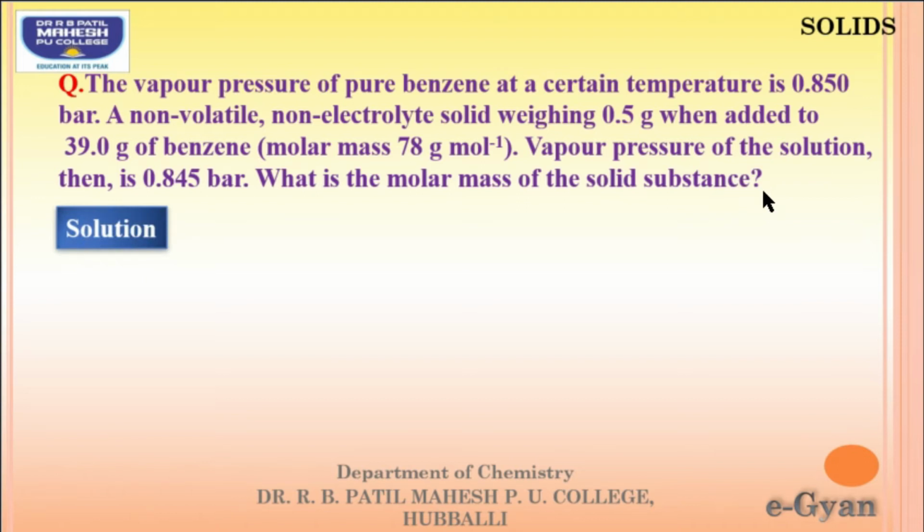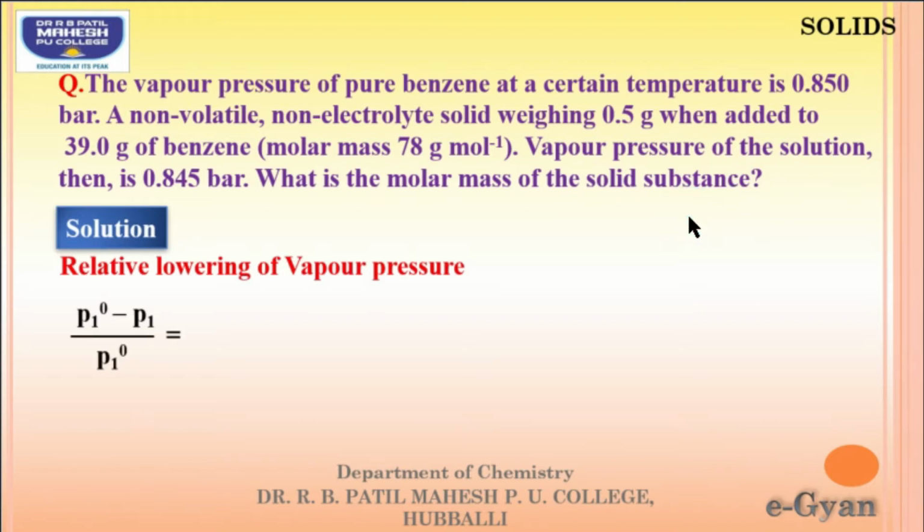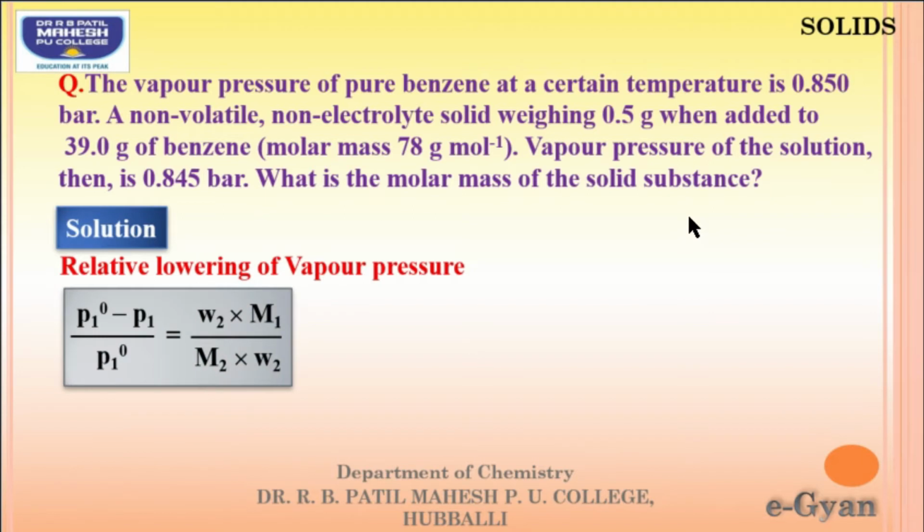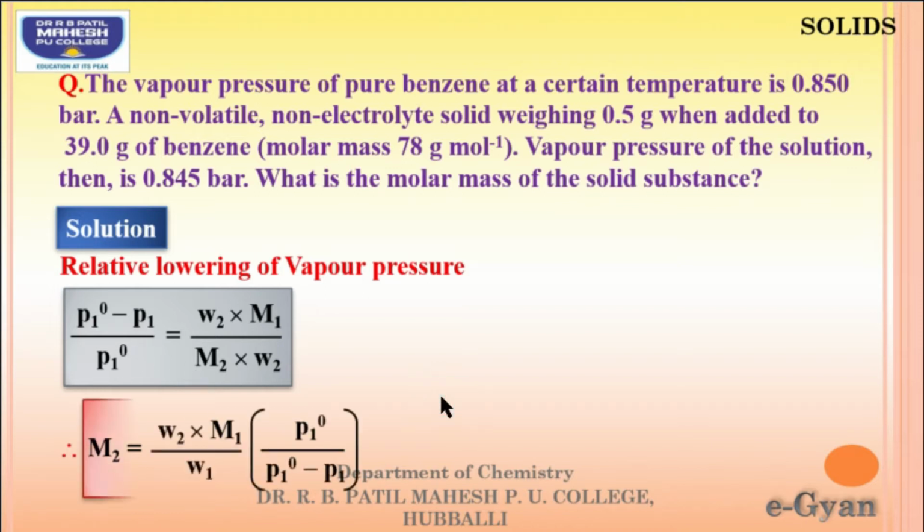So let us look for the solution. According to the relative lowering of vapor pressure, we have the equation (P1 naught minus P1) divided by P1 naught is equal to W2 into M1 divided by M2 into W1. Therefore, to calculate M2, I will rearrange: M2 is equal to W2 into M1 divided by W1 multiplied by P1 naught divided by (P1 naught minus P1). This is the rearranged equation we are going to get.